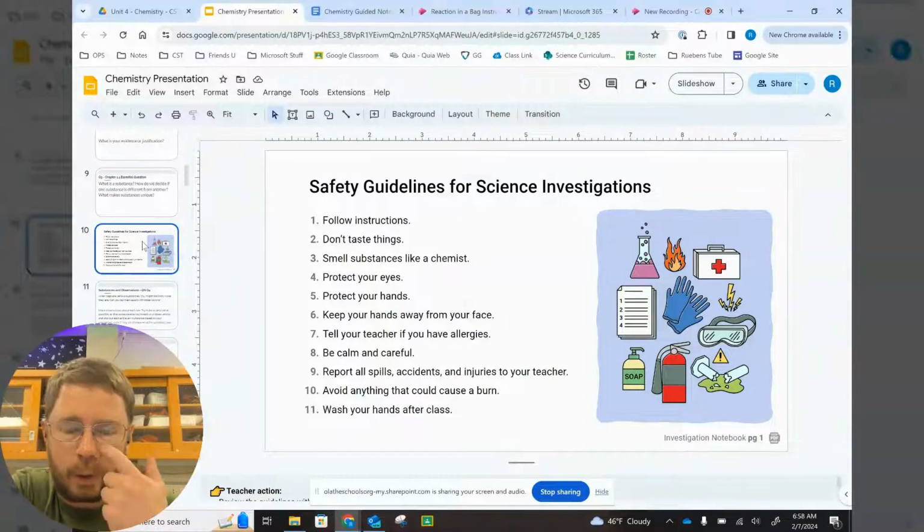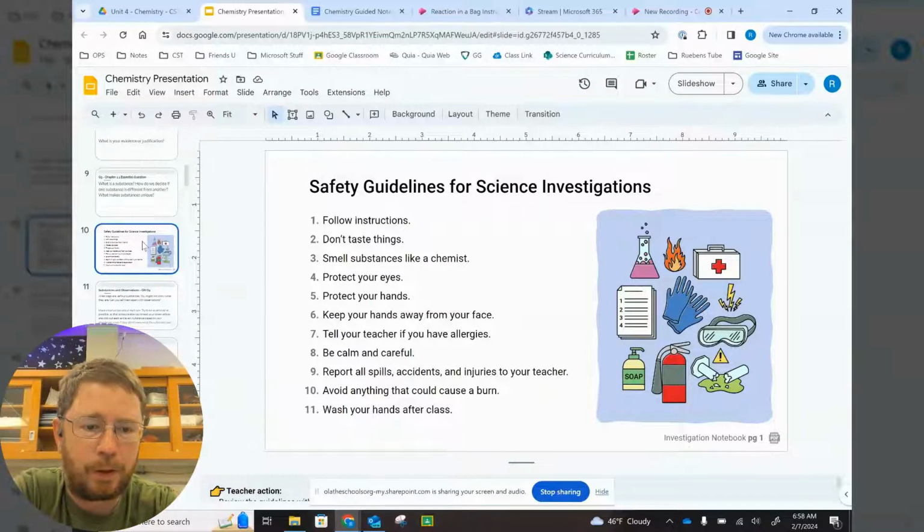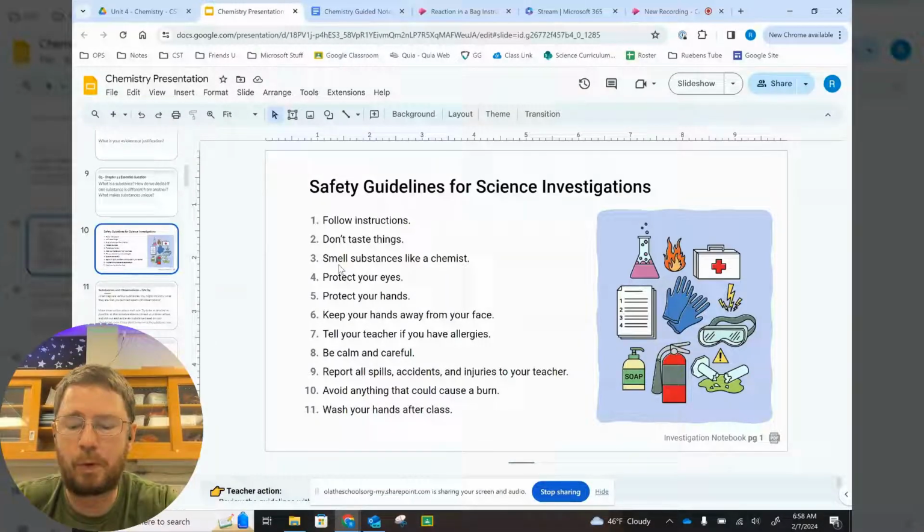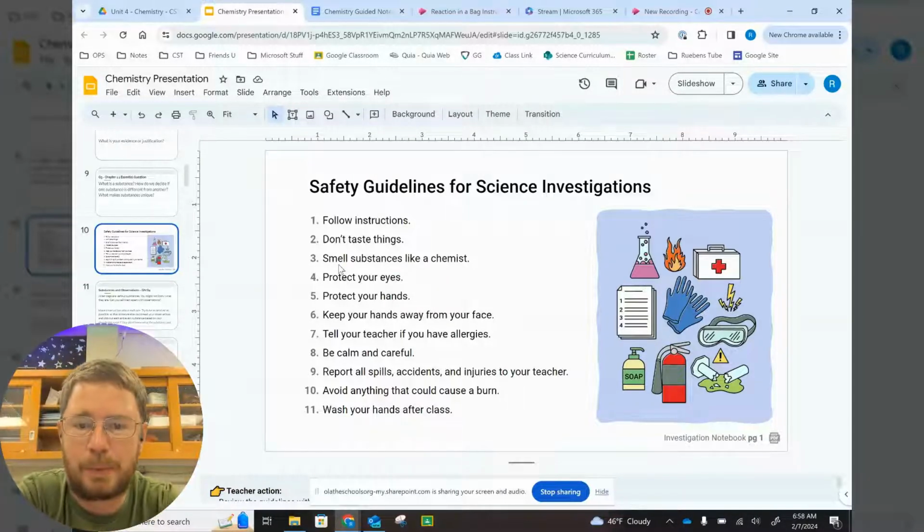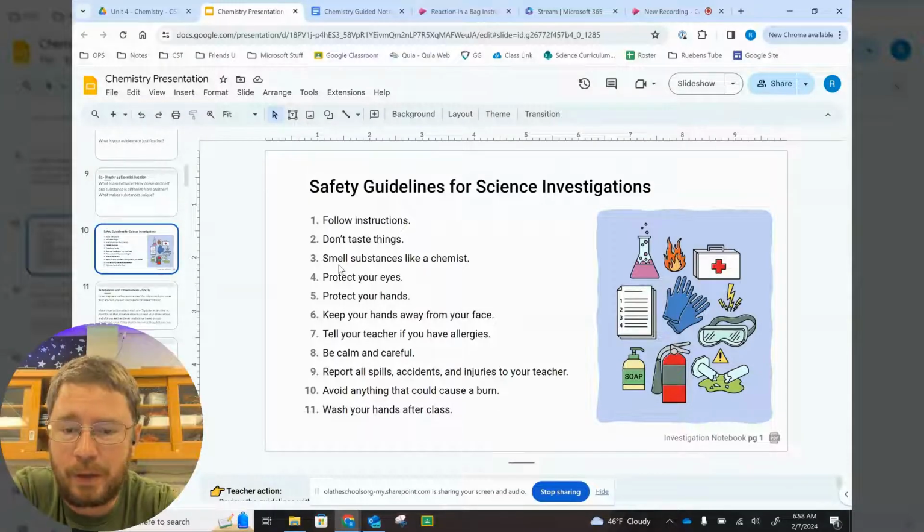Okay, so we're going to do a quick lab about substances. We need to make sure we follow these safety guidelines. So follow instructions. Do not taste things. This is especially important in this unit. Smell substances like a chemist. So if you're smelling something, you hold it and you kind of waft it towards your face. Don't stick your nose right into a beaker, because if you are smelling something like an acid, those acid fumes will eat through your nose.